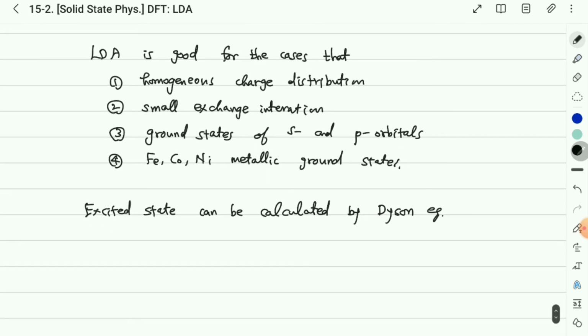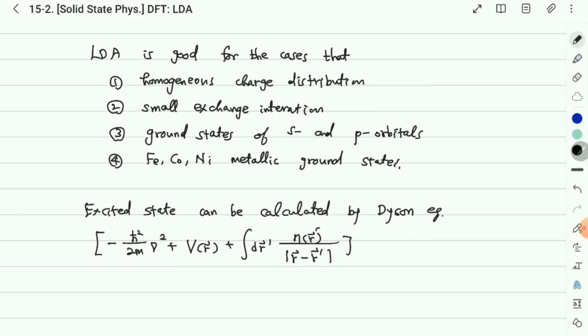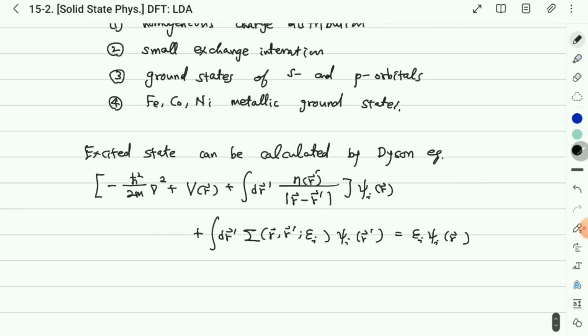The Dyson equation is the modified theory from the Schrödinger equation, and the Dyson equation says that minus h bar squared over 2m Laplacian plus V(r), plus the integral dr prime n(r prime) over |r minus r prime|, times psi_i(r), then plus the integral dr prime, and here this sigma is not the sum but a self energy, of r and r prime, with epsilon_i and psi_i(r prime), equals epsilon_i psi_i(r). We call this the Dyson equation.